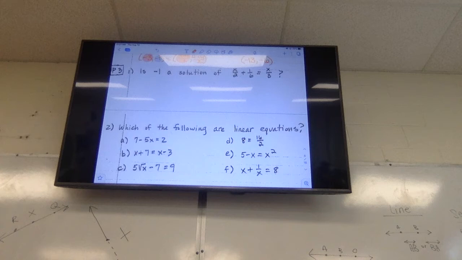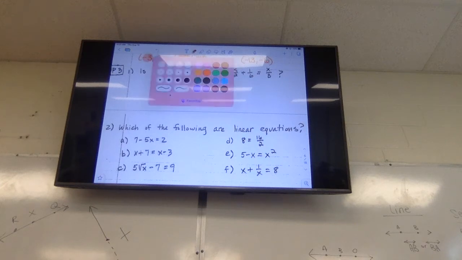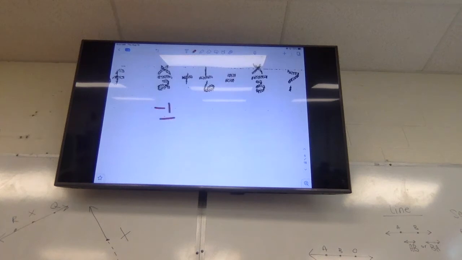How do you find that out? What do we need to do? Good, plug in -1 and solve. All right, let's do that. So I'm gonna plug -1 in for my x. So I get -1/2 plus 1/6 equals -1/3.